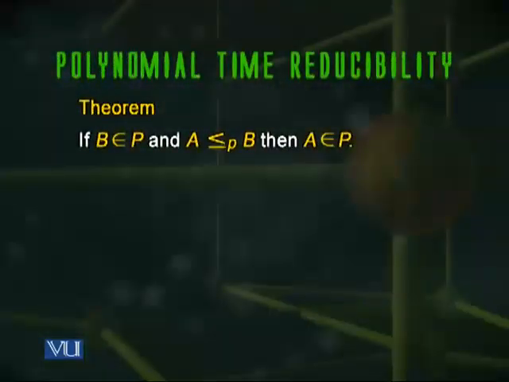Why is this notion of reducibility important? Let's look at the following theorem. This theorem says that suppose B is in P. So B is a language which is in the class P, for which we have a polynomial time algorithm. And now suppose A is reducible to B in polynomial time, then A is also in P. Let us try to carefully prove this theorem. Well, B is in P, so we have a polynomial time algorithm for the language B, and A is reducible to B. How can we come up with a polynomial time algorithm for recognizing A? The idea is very simple.